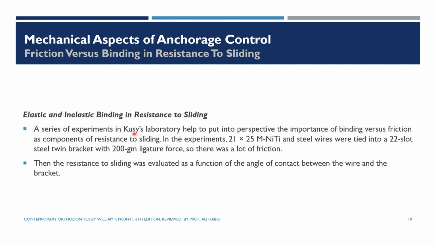Kusy's laboratory conducted a series of experiments to look at binding versus friction as components of resistance to sliding. What they did, they used 21 by 25 nitrile wires and steel wires, which were tied into an 0.022 slot stainless steel bracket with 200-gram ligature force. They then evaluated the resistance to sliding as a function of the angle of contact between the wire and the bracket.